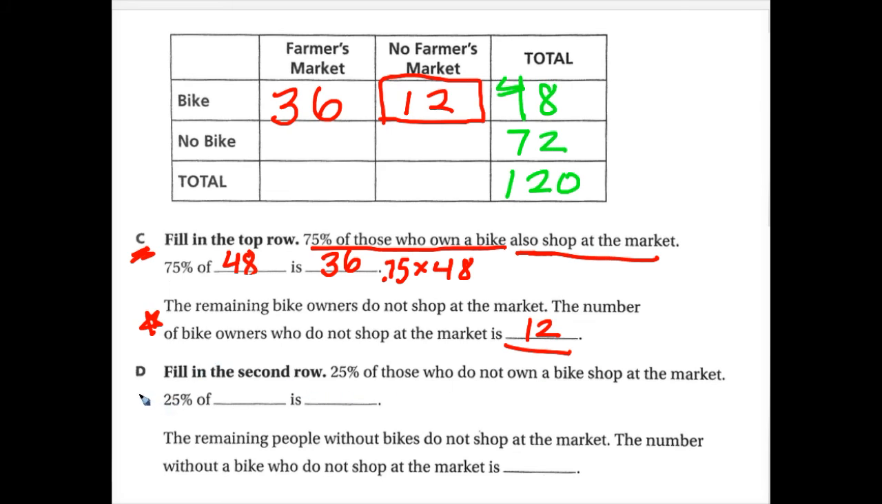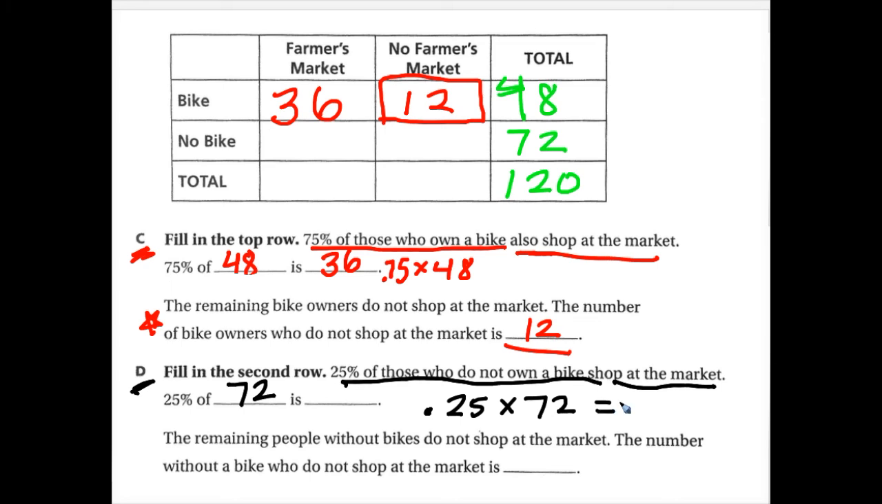Okay. D. Fill in the second row. 25% of those who do not own a bike shop at the market. So 25% of the people that don't own a bike. So the people that don't own a bike are 72 people. So 25% of 72. 25% of them go to the market. So 0.25 times 72. That's 18 people.